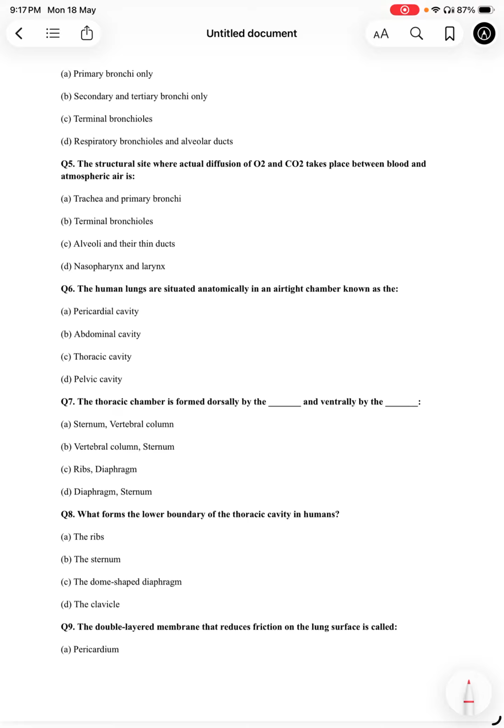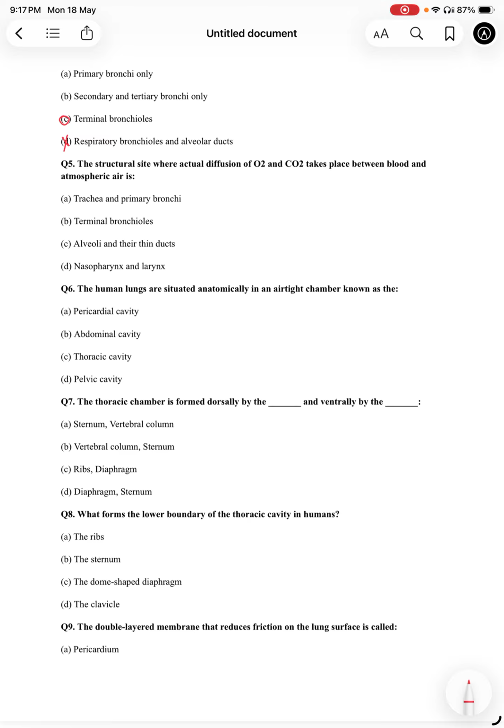So, what was the question? Up to which structural level are the conducting passages of the human respiratory tract supported by incomplete cartilaginous rings? The answer is terminal bronchioles. Obviously the respiratory bronchioles option is not there, so we can cancel it out. We get confused and sometimes we mark the second option. No, it is still terminal bronchioles.